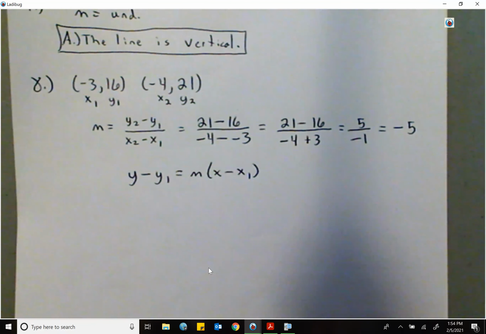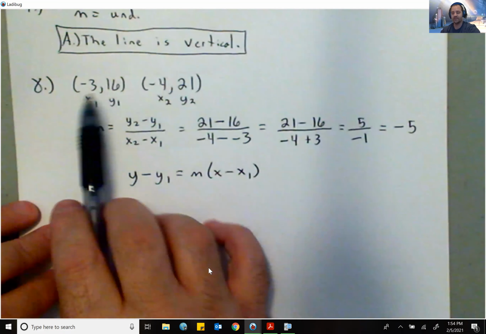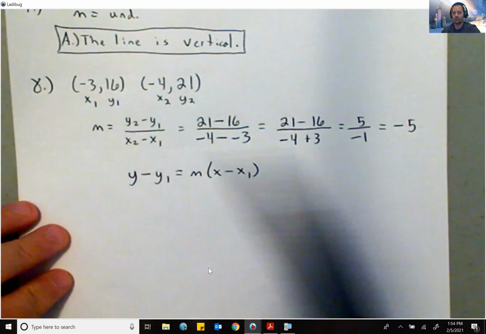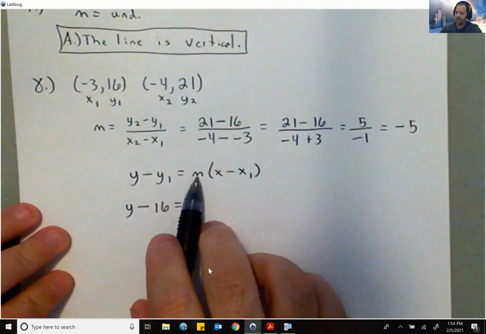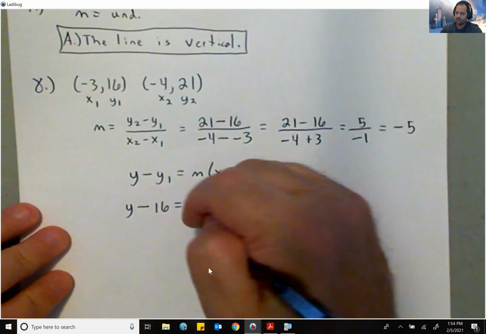It's the smaller of the numbers. But there is nothing wrong with this one. I could have worked with -4, 21, but I'm just going to go with this guy. And lo and behold, it's my x1, y1 anyway. So y minus, what's my y1? 16. Equals my m, which is -5, parenthesis x minus, what's my x1? -3. So there's what it looks like.